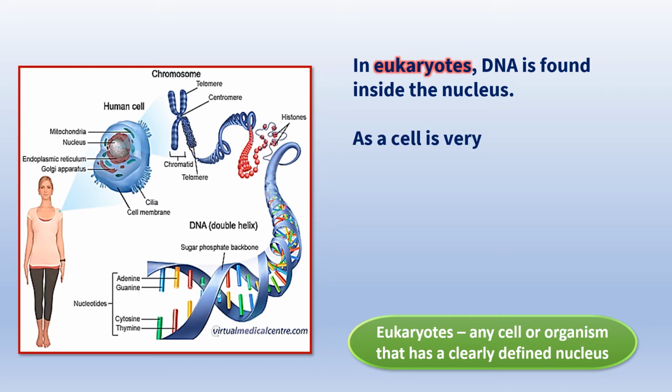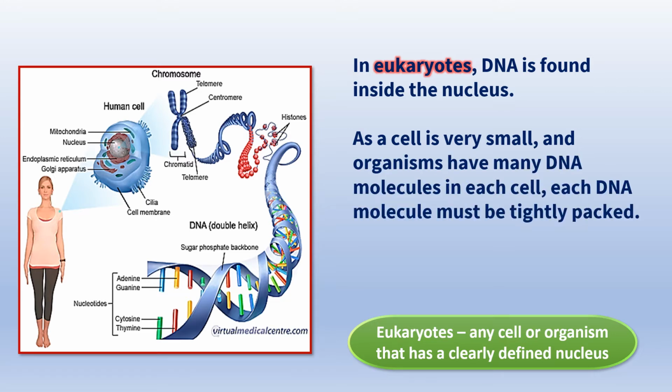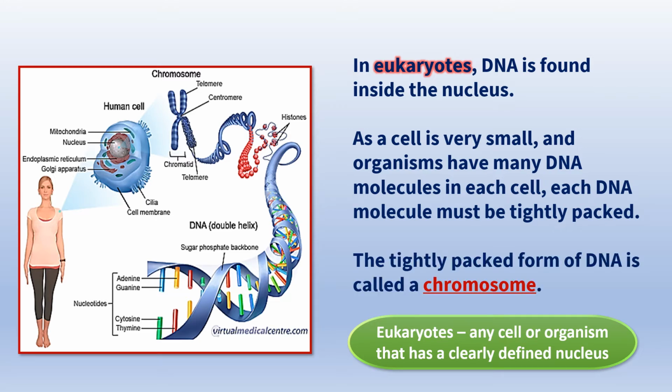Now, as the cell is very small and organisms have many DNA molecules, a DNA molecule is a very long structure and cannot fit into such a small cell having a smaller nucleus. Therefore, this DNA molecule must be tightly packed to fit within the small nucleus of the cell. Now, this tightly packed form of DNA is called a chromosome.